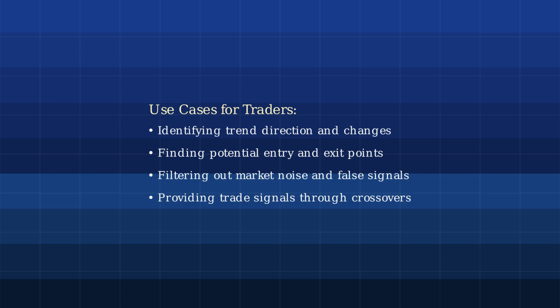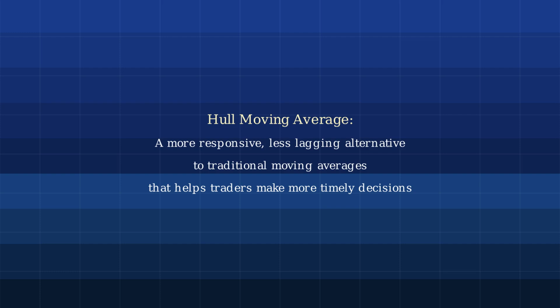Traders use the Hull Moving Average for multiple purposes, including identifying trend direction and changes, finding potential entry and exit points, filtering out market noise, and generating trading signals through crossovers. In summary, the Hull Moving Average provides a more responsive, less lagging alternative to traditional moving averages, helping traders make more timely decisions while still filtering out market noise.